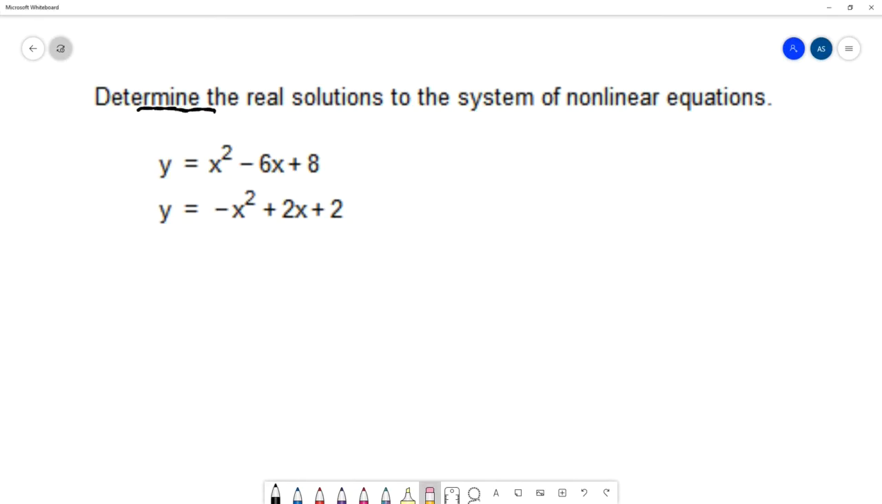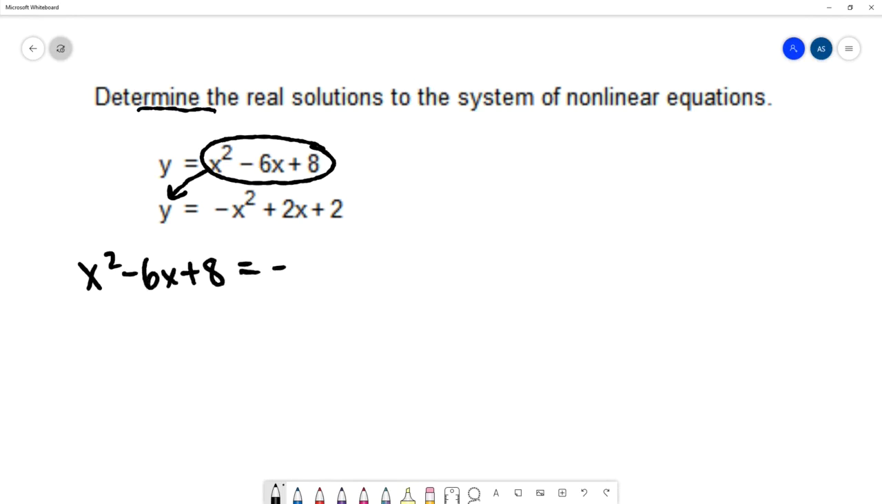Here we want to find the solutions to this system of nonlinear equations. We have y equals x squared minus 6x plus 8 and y equals negative x squared plus 2x plus 2. I'll solve this using the substitution method. I already have a variable solved for, so I'll substitute it in for y in the other equation. So this gives x squared minus 6x plus 8 equals negative x squared plus 2x plus 2.